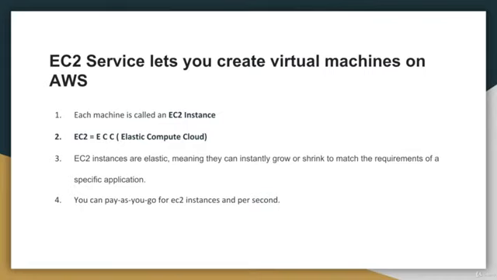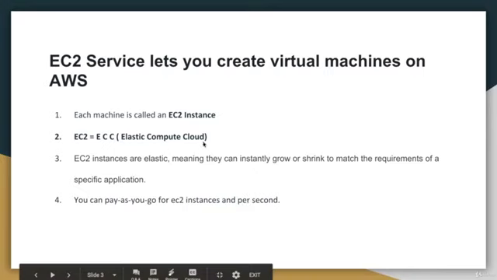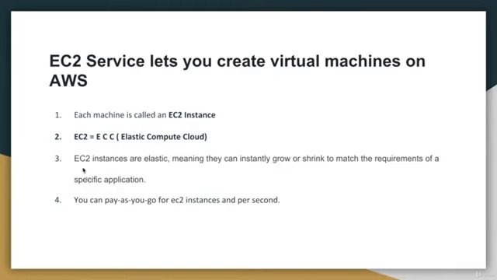EC2 comes from the name Elastic Compute Cloud, or ECC. EC2 instances are elastic, just like in the name, meaning they can instantly grow or shrink to match the requirements of a specific application. So they can grow and shrink in capacity. You can start with 5 EC2 instances and provision hundreds and thousands as needed. And it ties up to the concept of pay as you go, right? You can pay for your EC2 instances as you go, and you don't have to buy capacity up front.